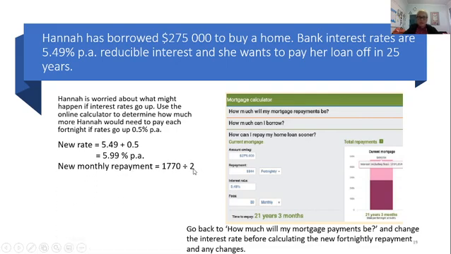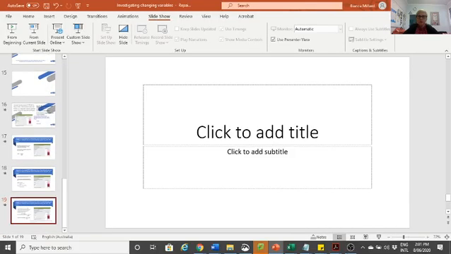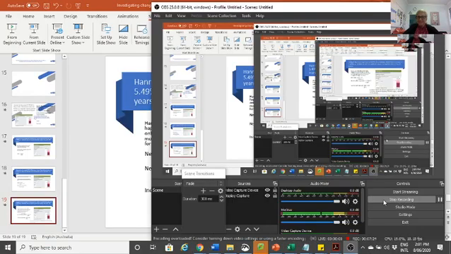Her new monthly repayment divided by 2, because they wanted fortnightly, would be $885. And then you're showing the increase. So the increase would be $41 extra per fortnight. Okay, beautiful. Let's see what you can do.